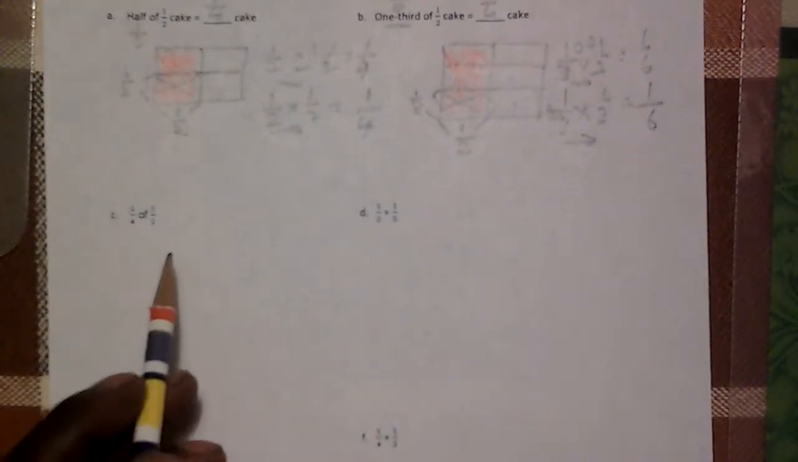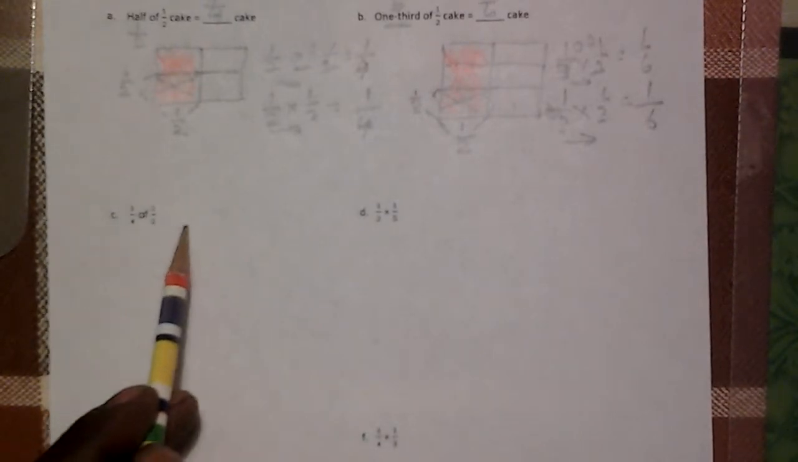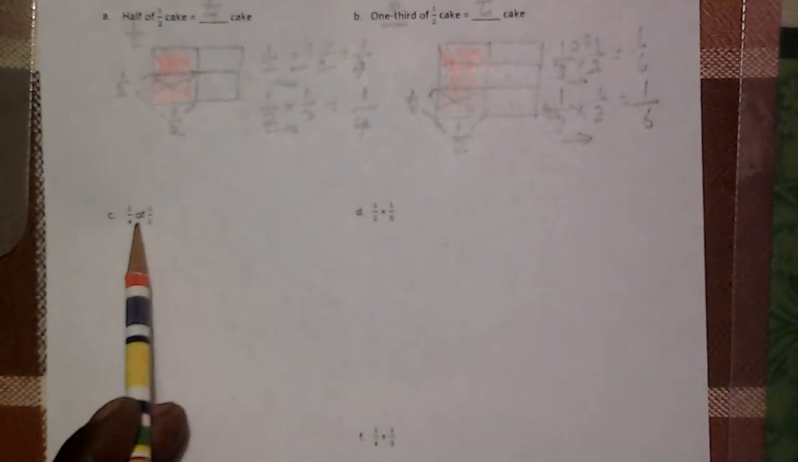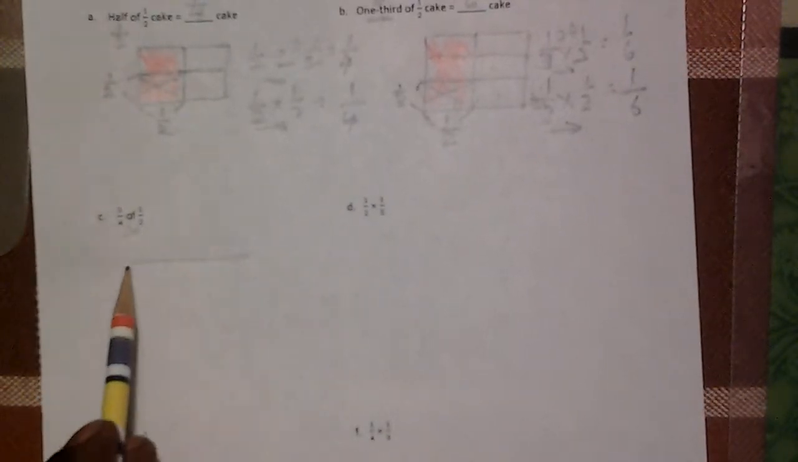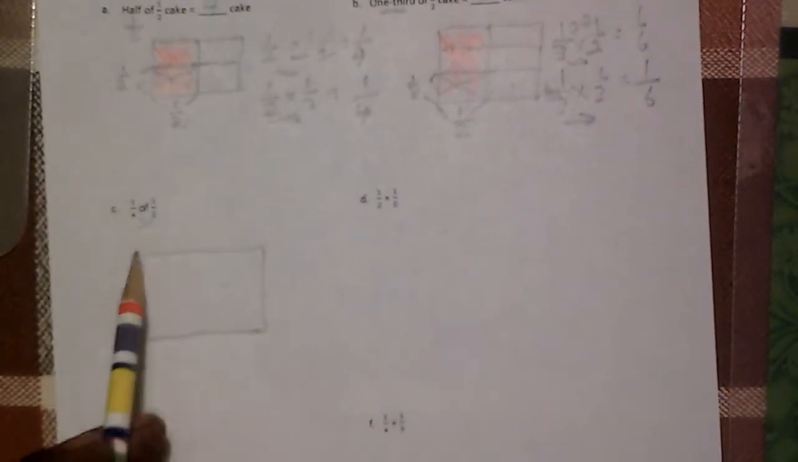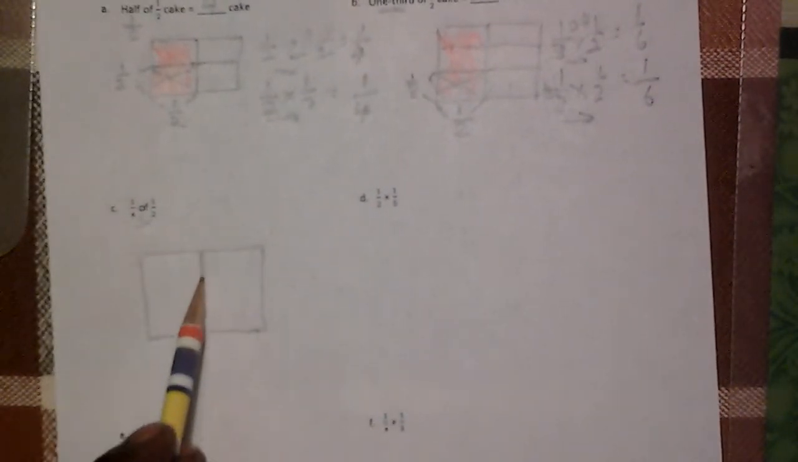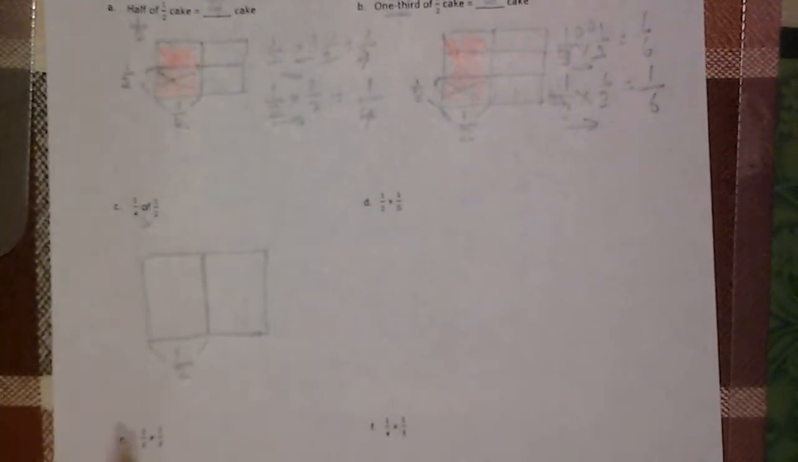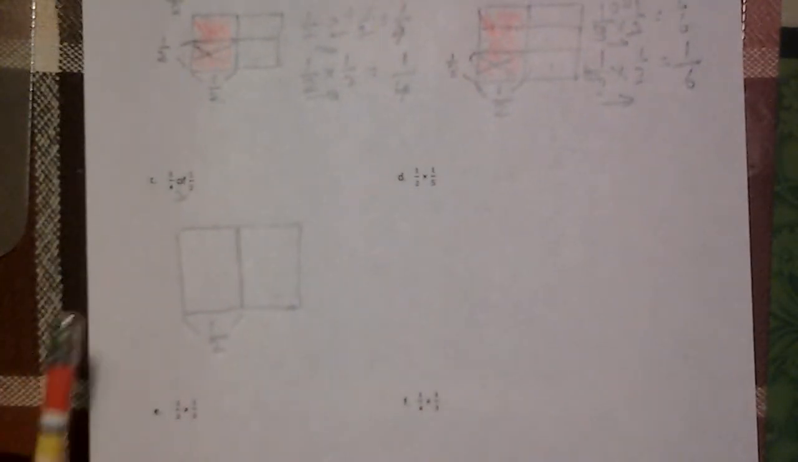Okay, so the next one is 1/4 of 1/2, right? So what does of mean? That means times. Very good. So let's draw our rectangle. Remember, we got lots of room, so we can draw it pretty big, yes? So we got to do another half again. And then we label that 1/2, yes? Hope you can see this. This looks a little blurry to me, but hopefully you can see it, yes?